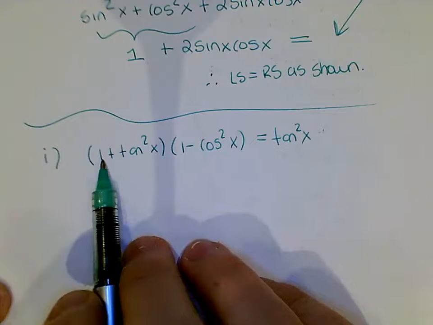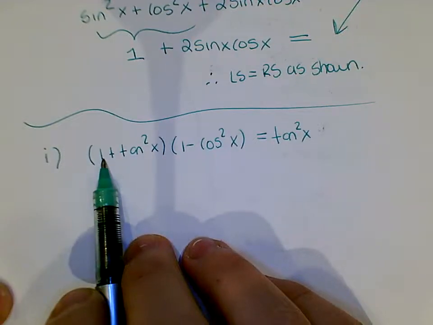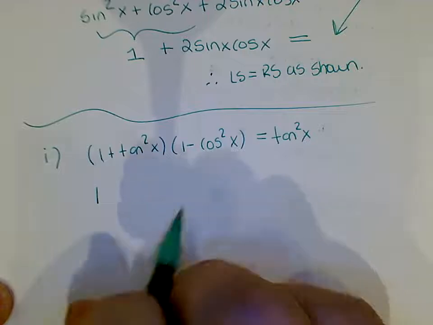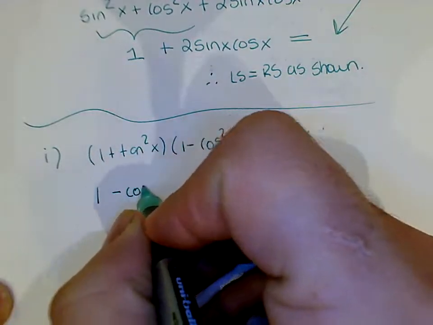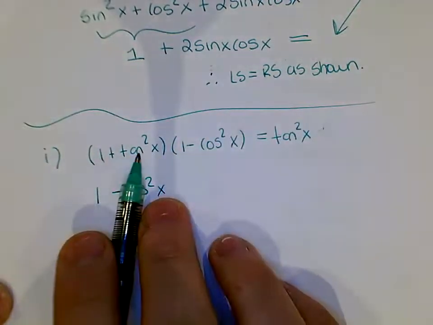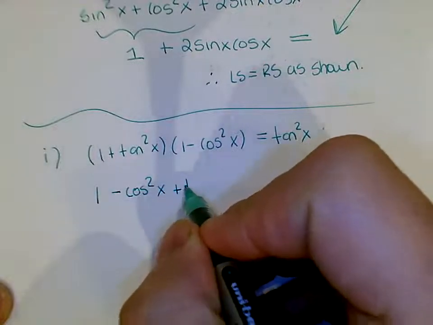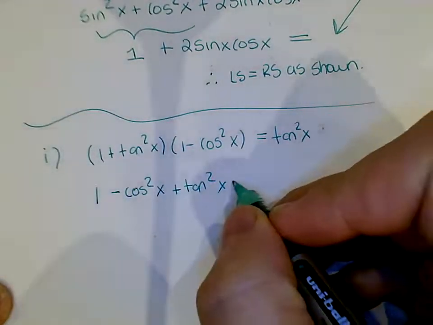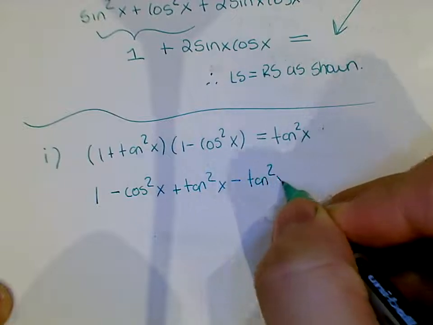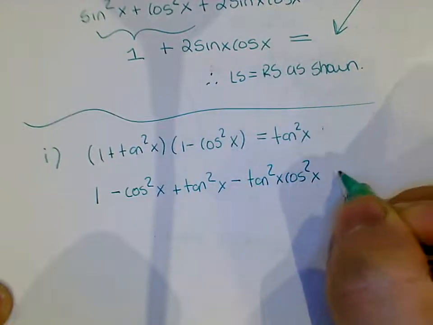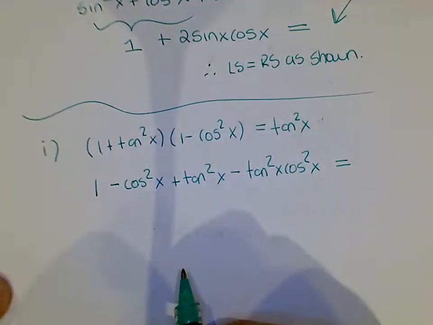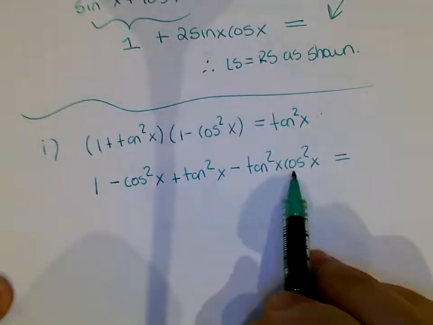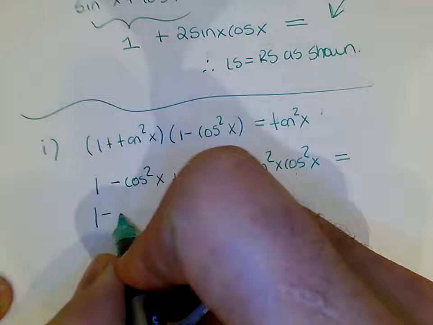Okay, let's start foiling here. So let's start with the left side. 1 times 1 will give us 1. 1 times negative cosine squared is negative cosine squared. Tan squared x times 1 is positive tan squared x. Tan squared x times negative cos squared x is negative tan squared x cos squared x. Okay, so far it's not looking very good. Let's see what we can do here. So I want to manipulate tan squared x and cos squared x.